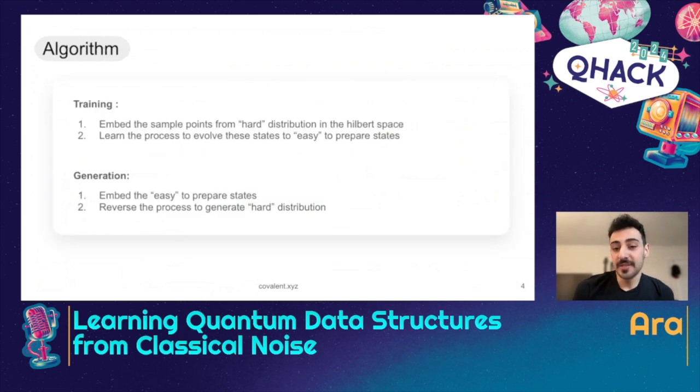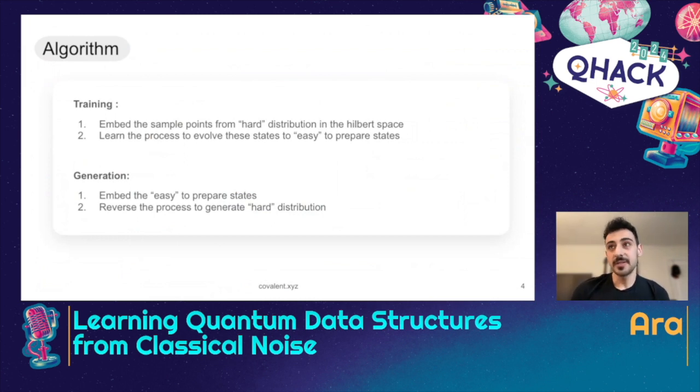Okay, so basics of the algorithm. We're going to have two steps here. They're going to be training and generation. And in the training step, we're going to take a handful of points from the hard distribution, and we are going to embed them in the Hilbert space. And then we're going to learn the process that evolves these embedded points into points from an easy distribution. So what's easy may be like Gaussian noise or something like that. So very simple to understand, very simple to capture and quantify. That will be the training step.